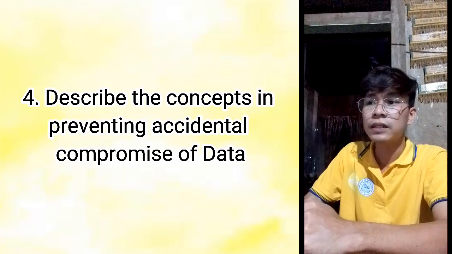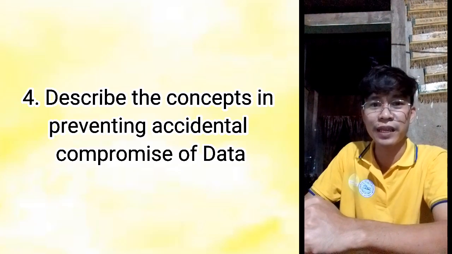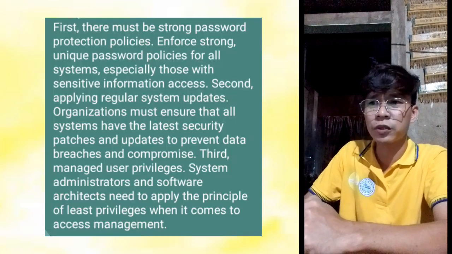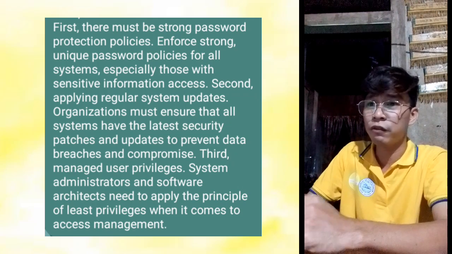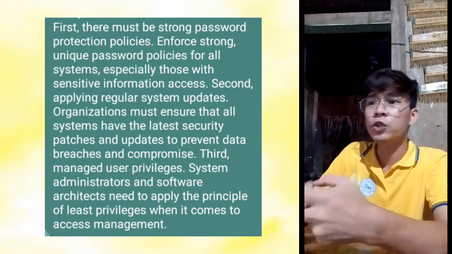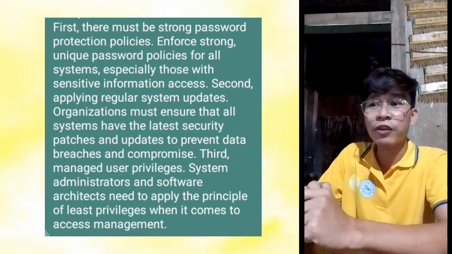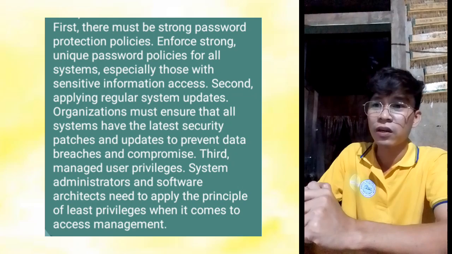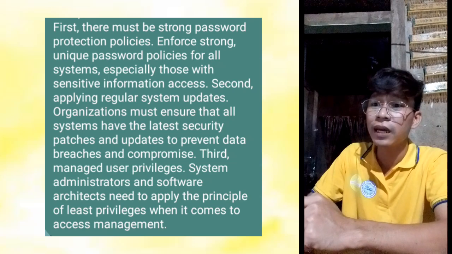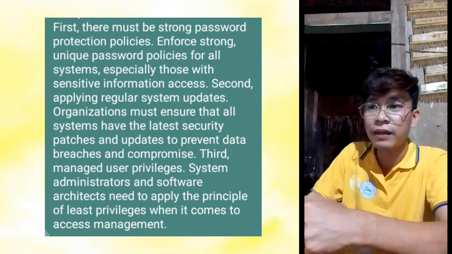For the fourth one, describe the concepts in preventing accidental compromise of data. Now first, there must be strong password protection policies. Enforce strong, unique password policies for all systems, especially those with sensitive information access. Second, applying regular system updates. Organizations must ensure that all systems have the latest security patches and updates to prevent data breaches and compromise.